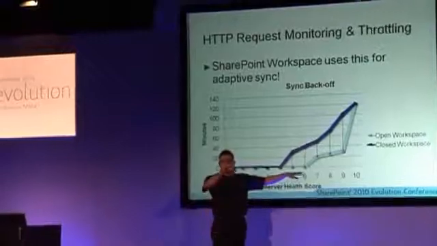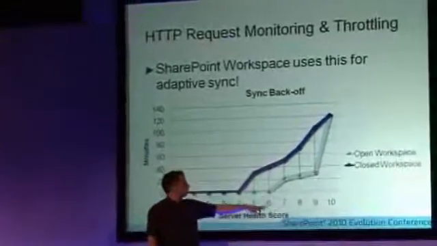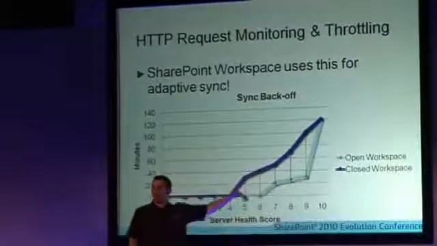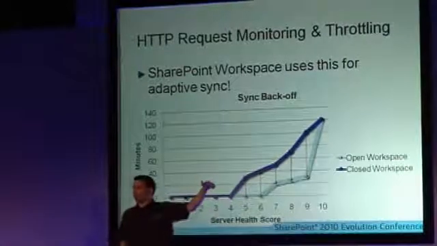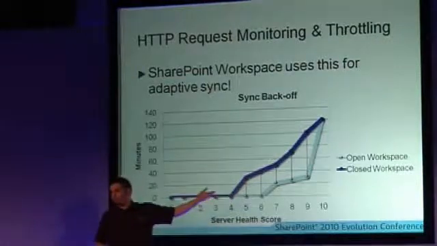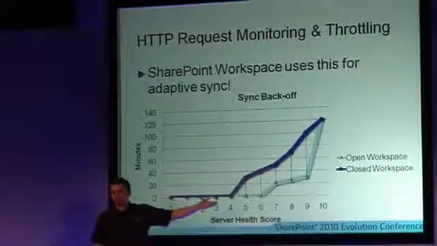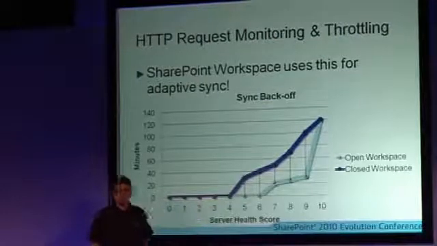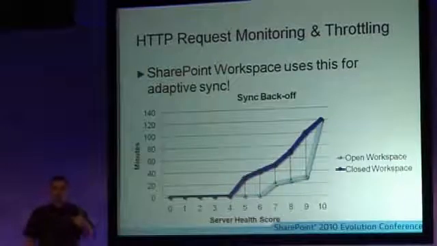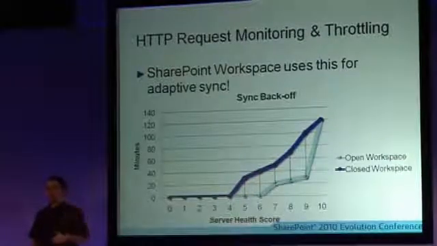If it's currently open in the client, what we'll do is, when we're at 6 or above, we'll start throttling back on how often we make requests to the server. If it's closed, we do that a bit earlier, because the user is not working in the space actively, so they don't need to have it updated as much. So what this actually means is, SharePoint Workspace will back off. It won't keep hitting the server to try and sync.